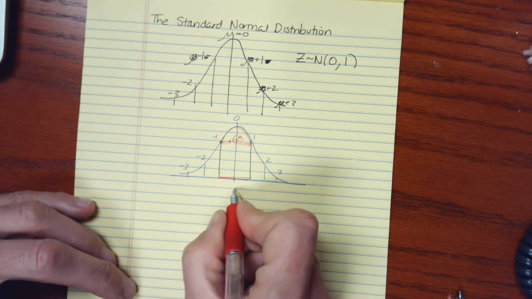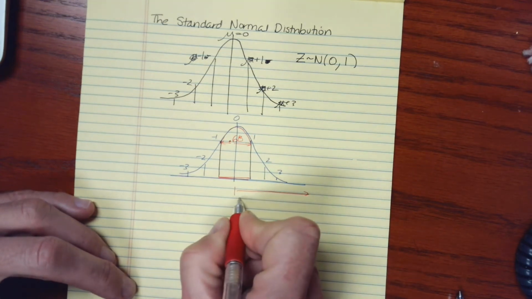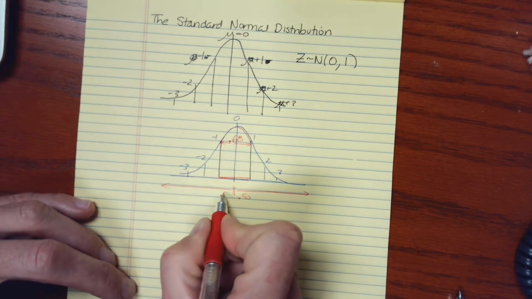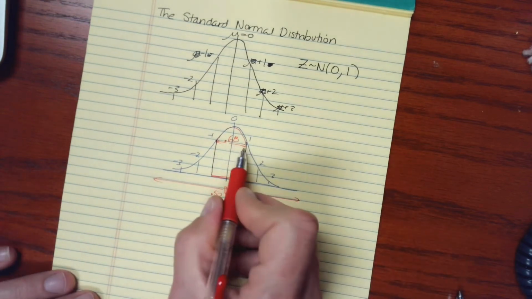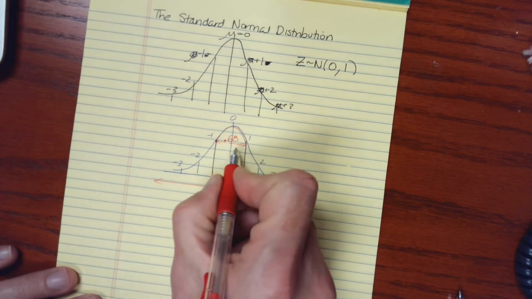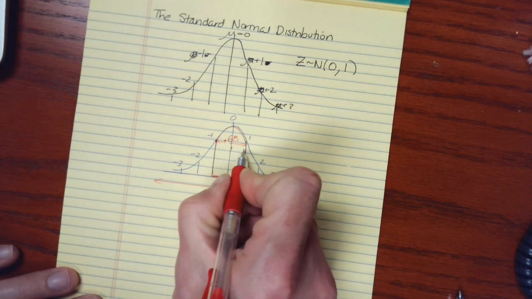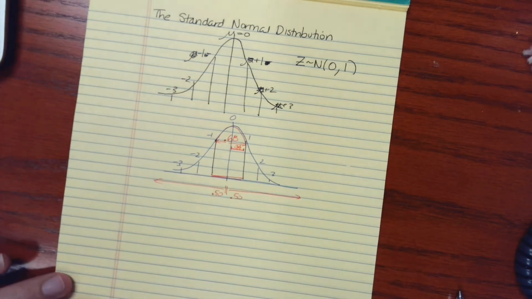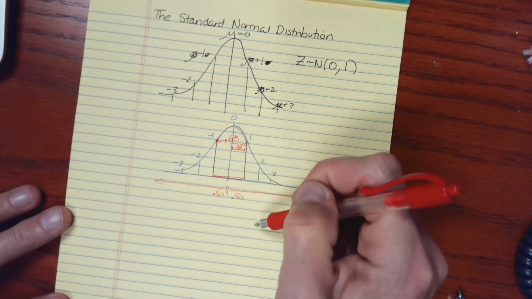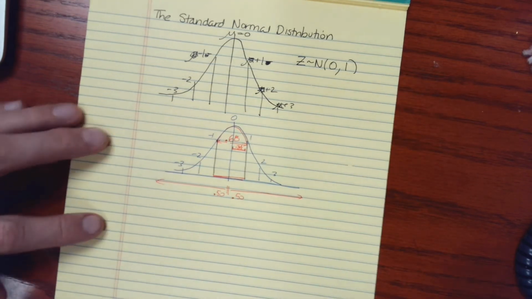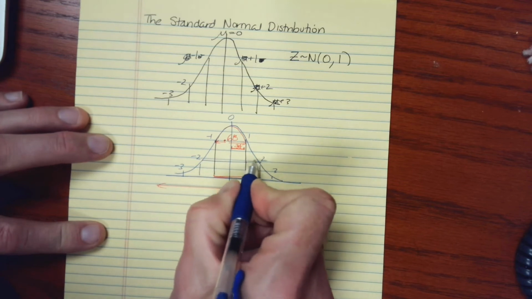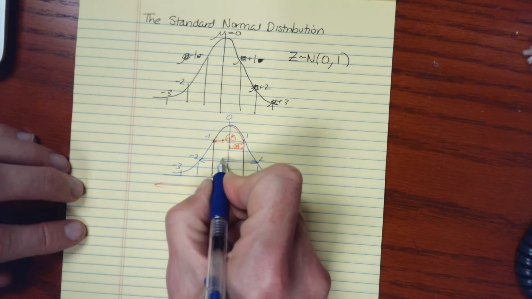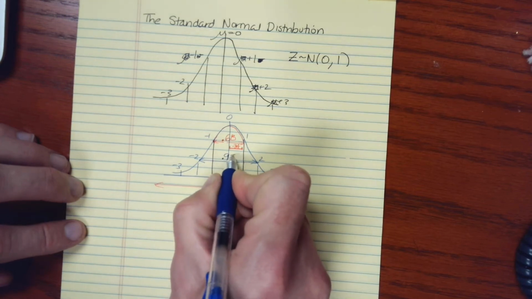Now, this is symmetric, so half of our area is to the right of center and half of our area is to the left. So I can take this value of 68%, I can also split that and say that the area that just lies between 0 and 1, that's 0.34. So that's the first percentage of the empirical rule. I could also go 2 standard deviations, so from here to here. That's 95% of my data, or that has an area of 0.95.